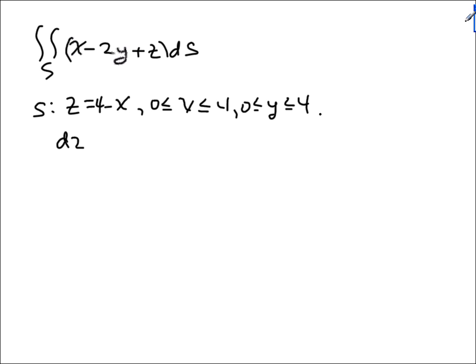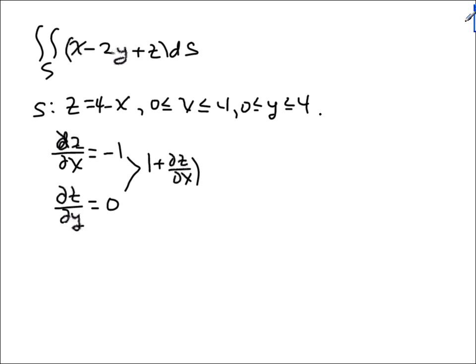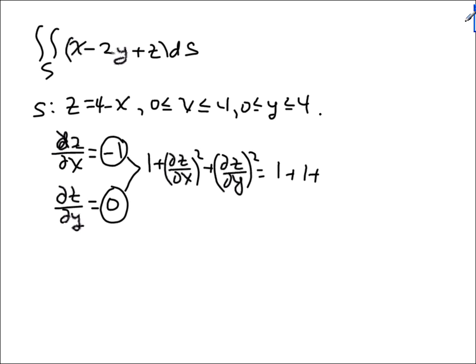Now, the partial of z with respect to x is -1, and the partial of z with respect to y is 0. So this tells me 1 plus the partial of z with respect to x squared plus the partial of z with respect to y squared is 1 plus (-1) squared plus 0 squared. We get 2. So the square root of that is the square root of 2.